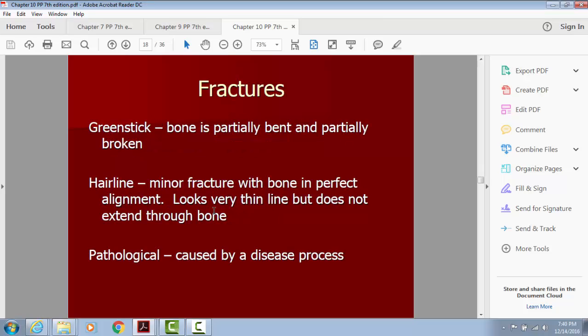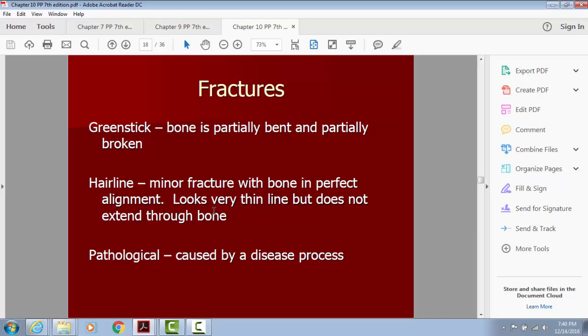A green stick fracture is when the bone is partially bent and partially broken, so it got its name from green sticks, like when you're out in your yard and you're picking up twigs and you have one that fell out of a tree prematurely and it still has some life in it. You go to snap it over your knee and it breaks in one part on the top part, but on the bottom it just bends.